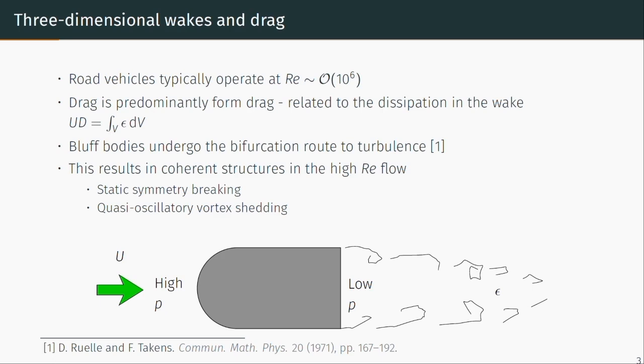Now, these sorts of three-dimensional bluff body flows, as was originally proposed by Ruelle and Takens, undergo the bifurcation route to turbulence. So we start off with a symmetric steady flow at very low Reynolds numbers, and that undergoes a series of bifurcations in the flow. And as I'll show you, these bifurcations result in notable coherent structures, even in the high Reynolds number flow, which gives us something to target as a flow control strategy. And two of these structures in particular, which I'll discuss now, are the static symmetry breaking and the quasi-oscillatory vortex shedding within the wake.